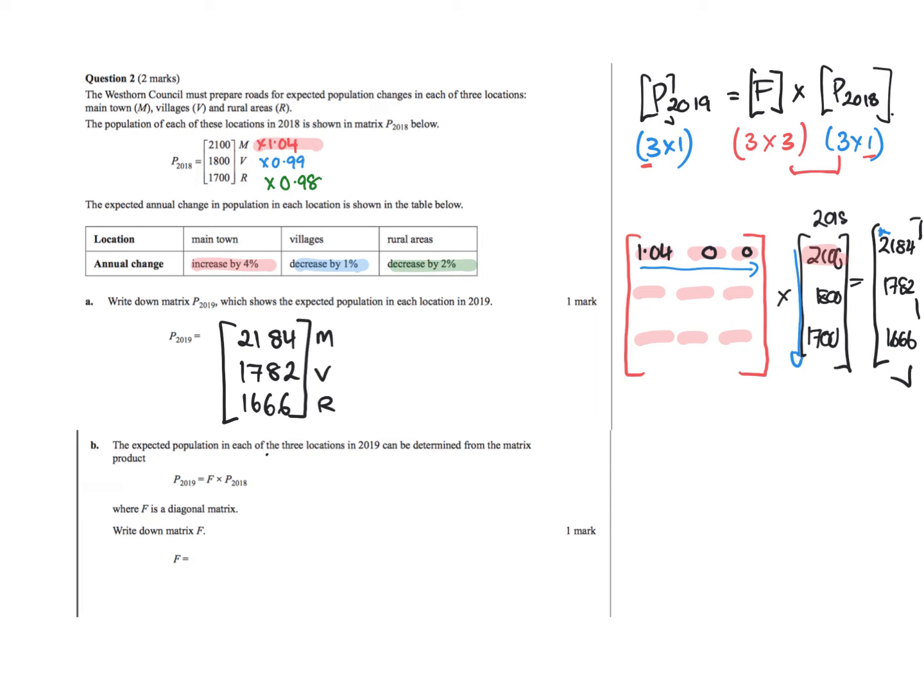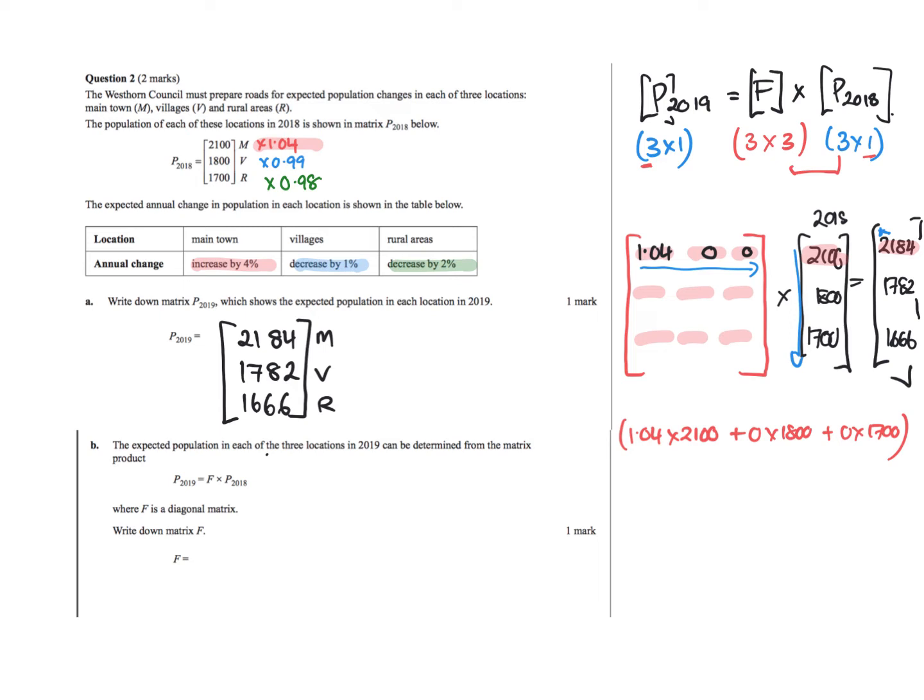So can you see, I'll draw this answer out for you. We'll show you how that would have been found. If we did run and dive, that would have been 1.04 times 2100 plus 0 times 1800 plus 0 times 1700. So can you see I'm only affecting that first number, aren't I? Yeah? So if I put zeros elsewhere.